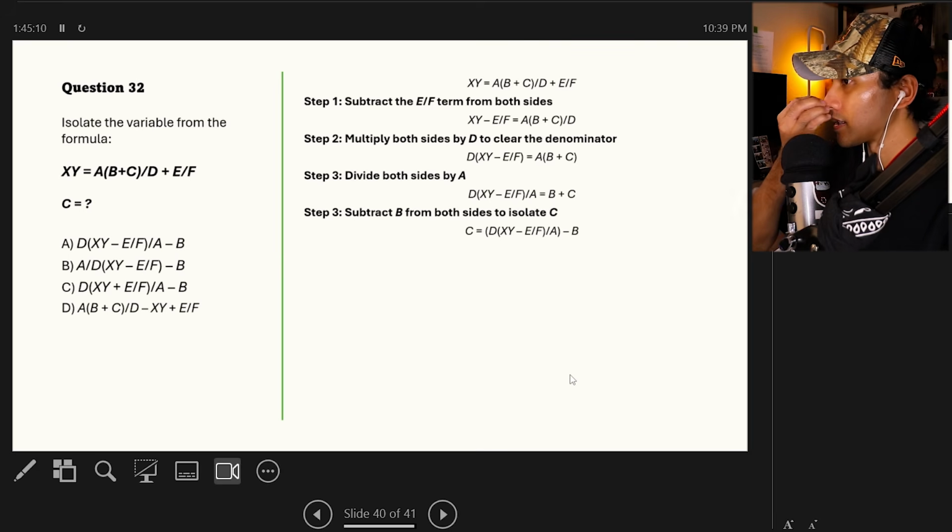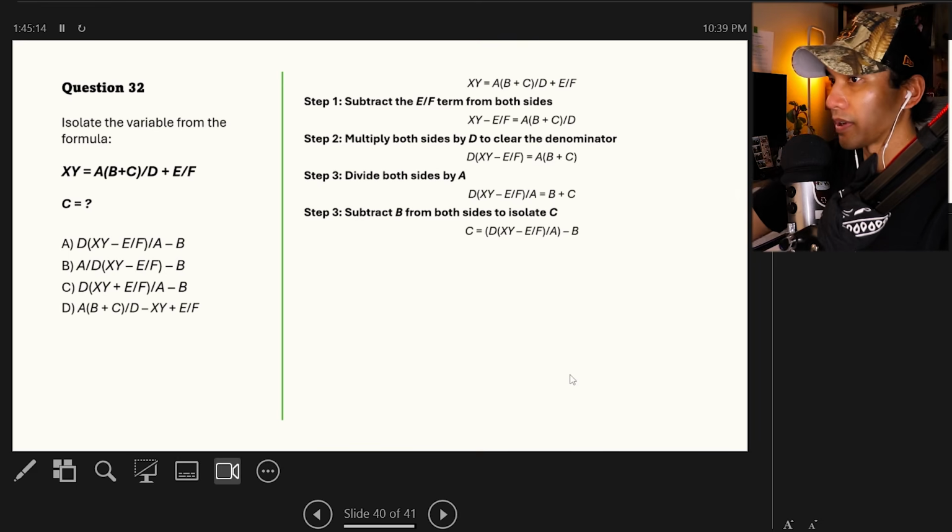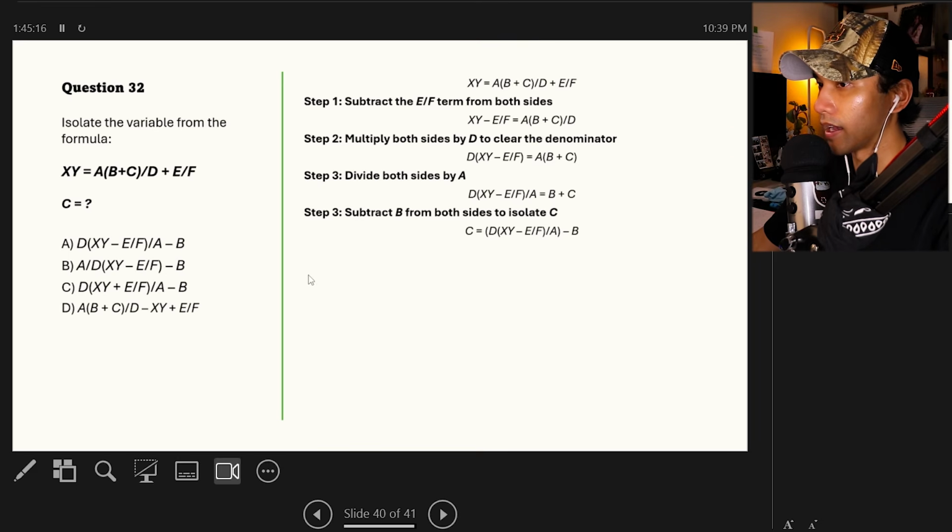All right. So yeah, it's just basic algebra to isolate the C. That's what this is trying to make you do. Just isolate C with this ugly formula here. But we're really not solving for anything. There's no numbers that we could solve for. We're just moving things around.